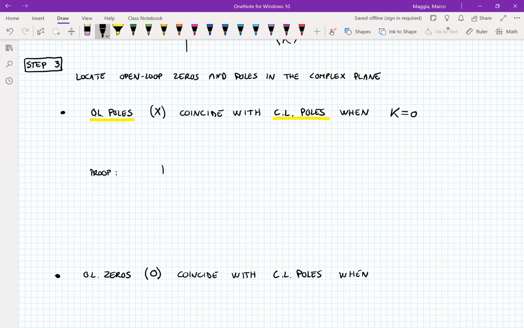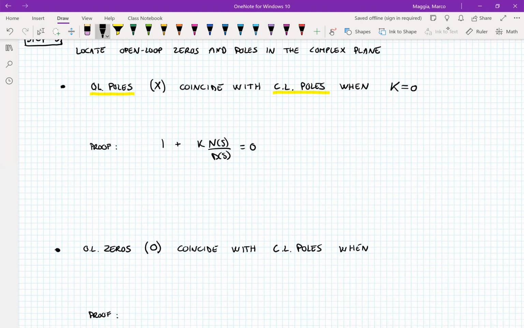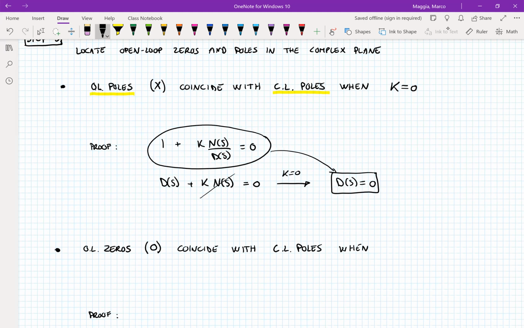So we have our characteristic equation. It's 1 plus k times n over d, and we want this to be equal to 0. Now, if we multiply both sides by d, we have d plus k n of s equals 0. If k is equal to 0, then the second term will go to 0. So we simply have d of s equals 0. But d of s equals 0 allows us to find the open loop poles. So the closed loop poles are equal to the open loop poles for k equal to 0.